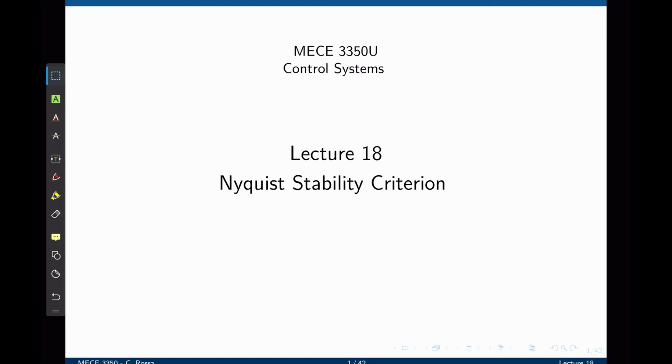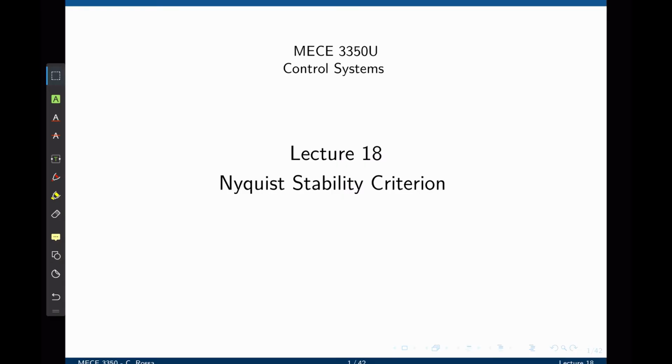In this lecture, we are going to define a stability condition in the frequency domain. In the same way we define a stability condition for temporal systems, here we are going to use the frequency response to derive a similar criterion to infer the stability of closed-loop systems based on the open-loop transfer function. This is called the Nyquist stability criterion, and it has many practical applications.